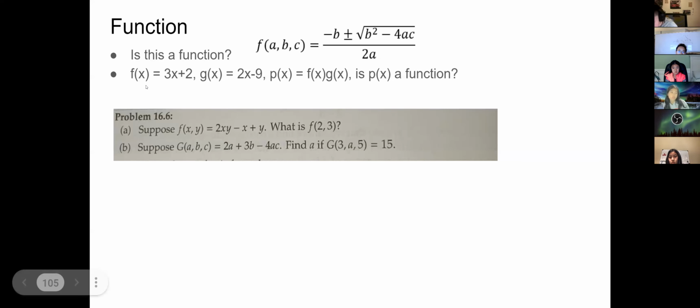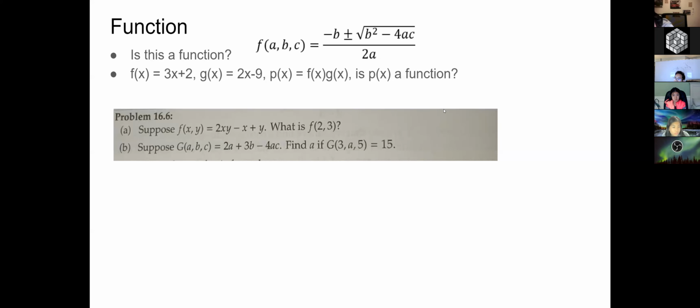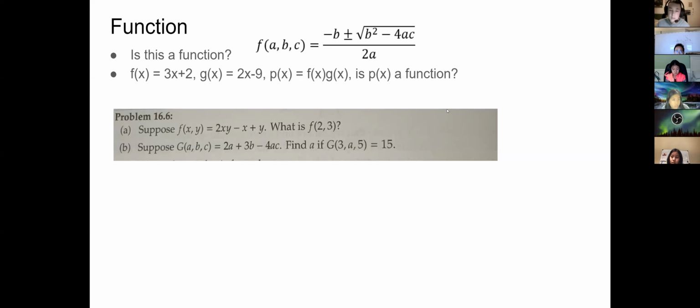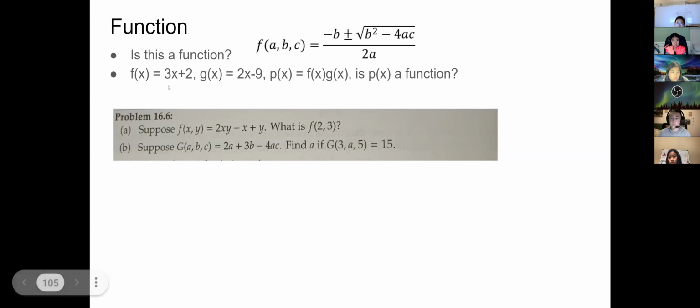Now, what about this one? You have f(x) is 3x plus 2, g(x) is 2x minus 9. Now p(x) is f(x) times g(x). Is this a function? You just tell me. Yes, this is a function, because for any x you put in there, you have one unique f(x) output.